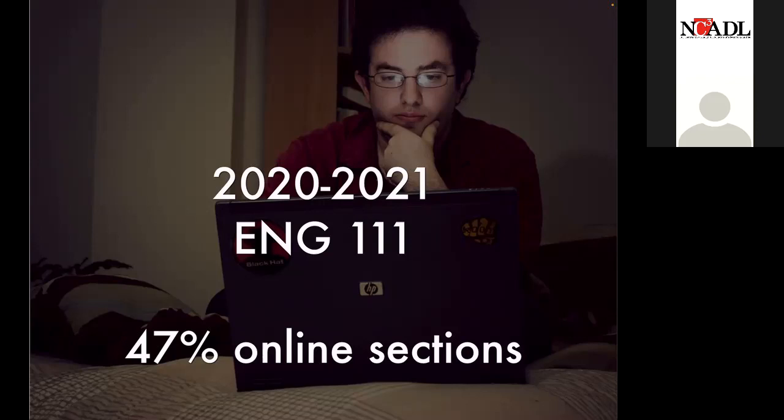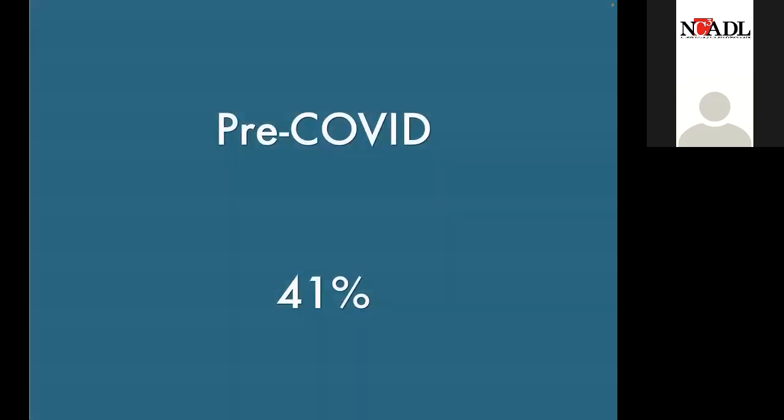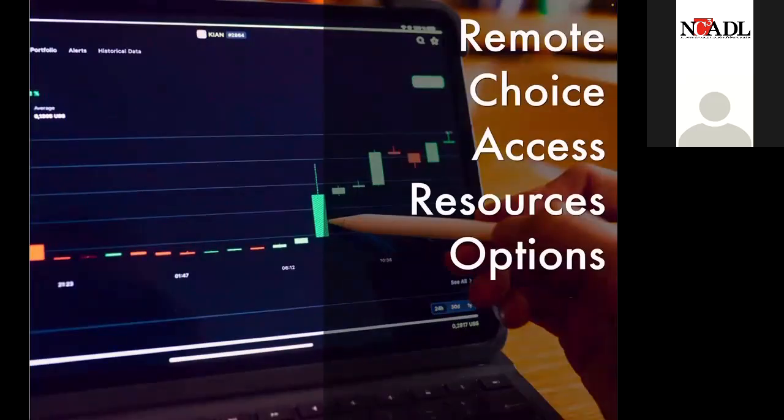So that tells me that almost half of the students enrolled in our courses are choosing that online option. And for the most part, most of these English classes are asynchronous. So they are literally teaching themselves with the content that is put on our learning management systems. When we look at pre-COVID, so I looked back to 2018, 2019, 41% of the students enrolled in English 111 were online exclusively.